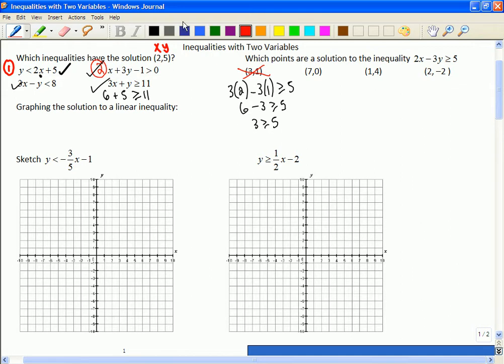Okay. Does the next one work? So we have 2 times 7 minus 3 times 0. Is it greater than or equal to 5? Yeah. Okay, sorry, it'll still work out, but you're right. It should be 2 bracket 3. Okay, so greater than or equal to 5. Yep, so this one will work. Greater or equal to 5.